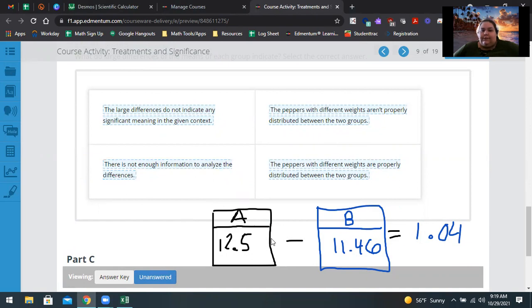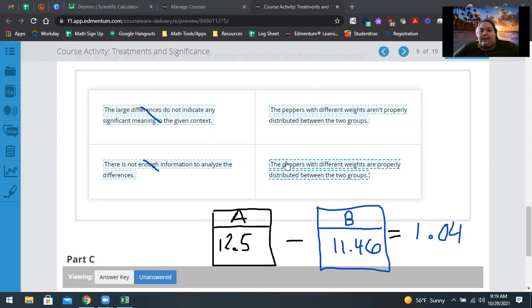We're able to take the difference. So do you see, we kind of eliminated these two already. The peppers with the different weights aren't properly distributed between the two groups. Sounds like it, right? Because again, group A weighs more than group B. So this one's kind of the answer we're looking for.